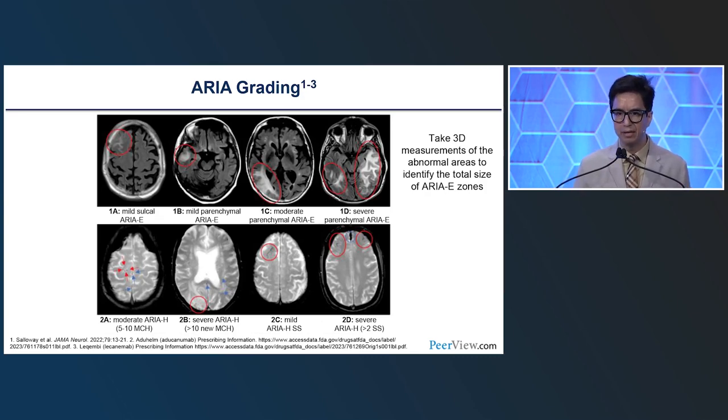And so again, in terms of grading, we see examples here. We can look at the different measurements. And again, in terms of mild ARIA-E, you can have sulcal FLAIR high signal, and with moderate ARIA-E, it can be parenchymal. And then of course, same thing with the hemorrhages, 5 to 10 is moderate, greater than 10 is severe. So again, the other thing to note in practice is these hemorrhages can be tiny. They can be very small. And the siderosis can be as small as an eyelash. So it's really important to scrutinize the images very carefully in order to look for these. And again, if you can use reformats for volumetric acquisitions, that'll be helpful as well.